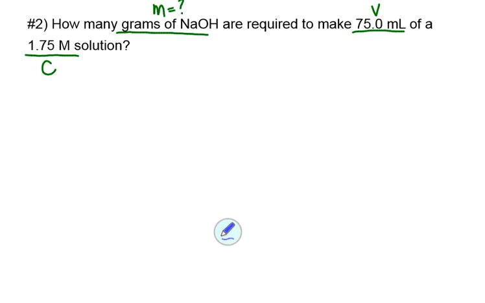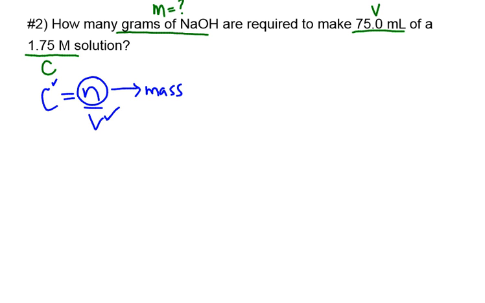So again, let's work our way backwards. We know concentration is moles over volume. Well, I have concentration and I have volume, so I should be able to really easily find the moles. And then from our last unit, everybody knows how to convert from moles to mass using the molar mass. So this should be pretty straightforward.